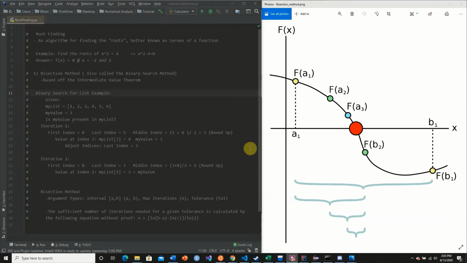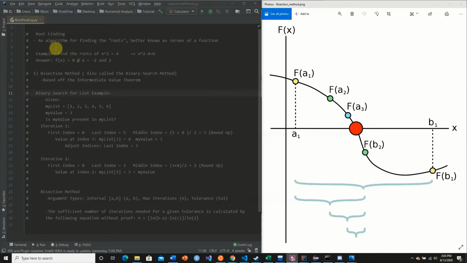Welcome back to this YouTube tutorial series on numerical methods in Python. In today's video we're going to be going over the bisection method. To begin, we're going to go over exactly what root finding means. Root finding simply means an algorithm for finding the roots, better known as the zeros of a function.